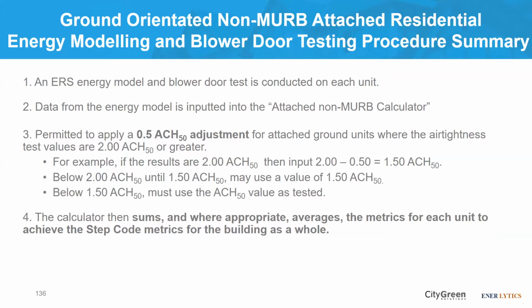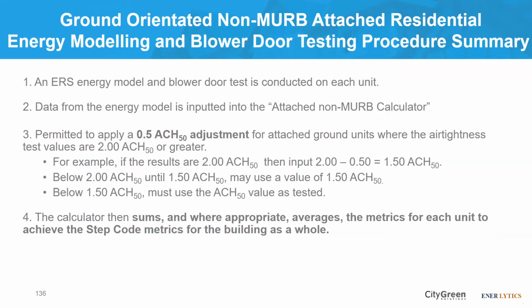So for example, if a unit within the building has 2 air changes per hour, then you can input 2.0 minus 0.5 to get a 1.5 air changes per hour result. For those results between 2.0 air changes per hour and 1.5, you can reduce that to 1.5 air changes per hour. Anything below a tested result of 1.5 air changes per hour must then use the value as tested. Then the calculator sums and, where appropriate, averages the metrics for each unit to achieve the Step Code metrics for the building as a whole.